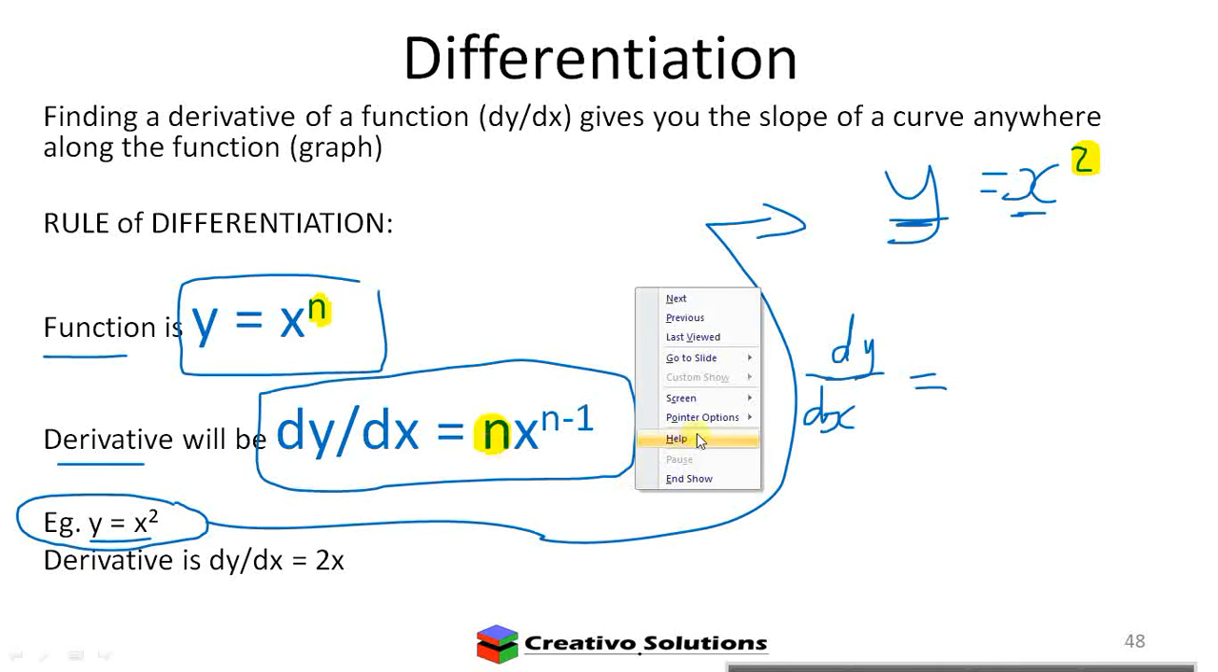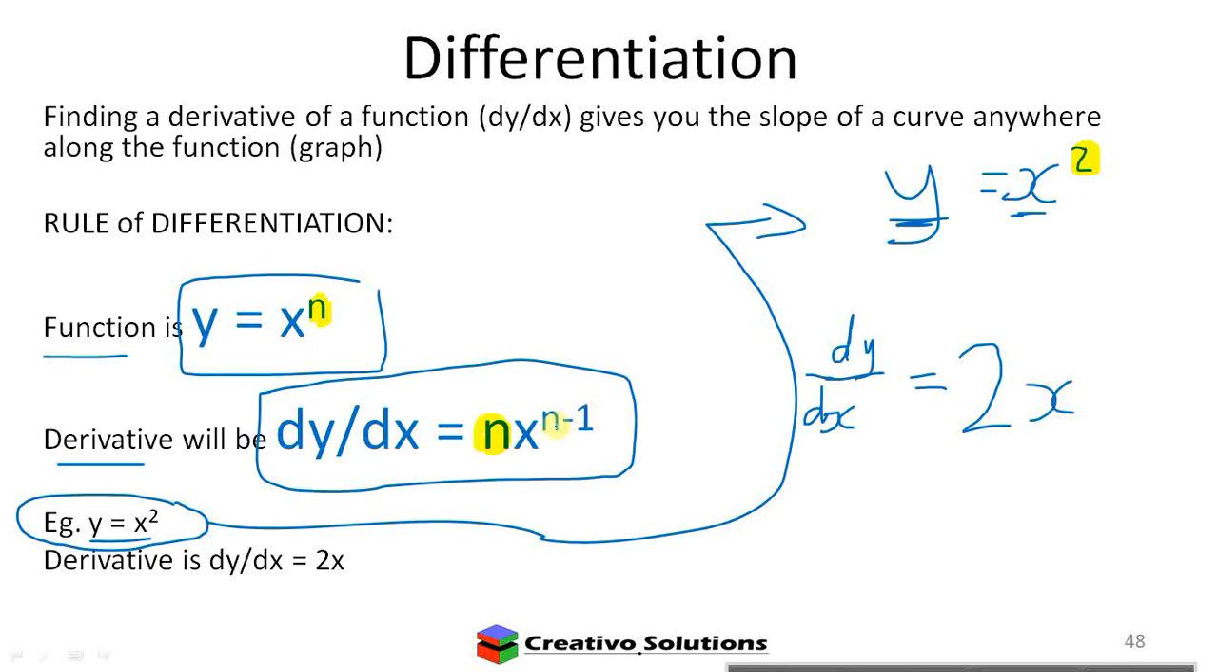So what do I do with the exponent? I write it down. So I write down a 2, and then I write down x, and then I write down the n minus 1, which is 2 minus 1. So what is the derivative of x squared? Well, what is 2 minus 1? 1. So 2x. That's the derivative. And that's what you do.